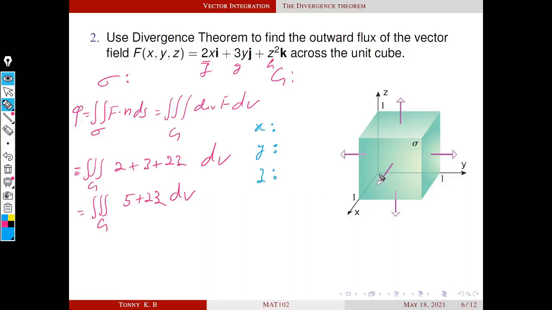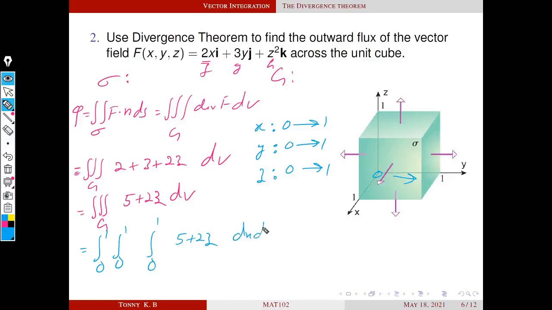It is clear that x is varying from 0 to 1, isn't it? X is varying 0 to 1, y is also varying from 0 to 1, and similarly z is also varying from 0 to 1. So we can easily set up this triple integral like this: 0 to 1, 0 to 1, 0 to 1, (5 plus 2z) dx dy dz. Now you can easily evaluate this. First you integrate with respect to x, then y, then z.